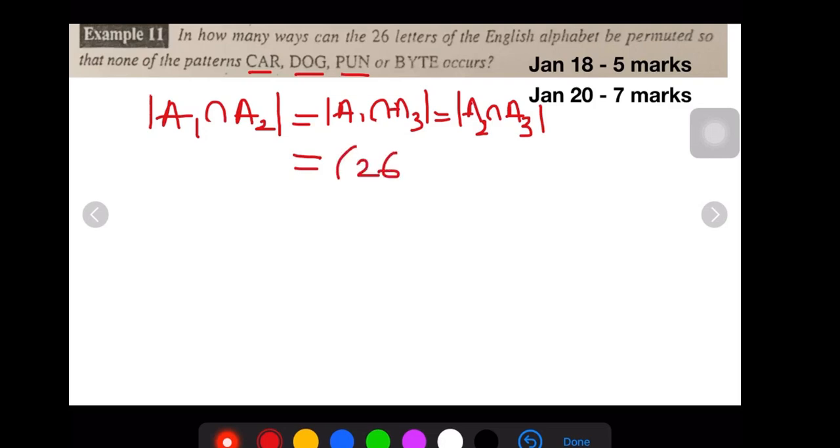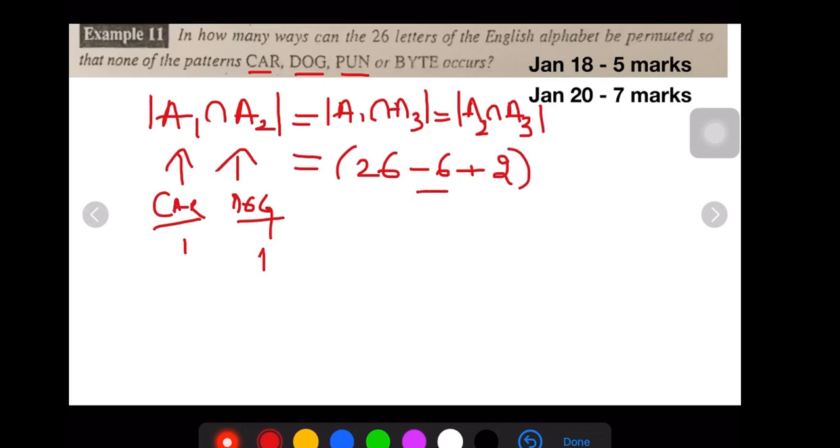Totally there are 26 characters. In that I should remove some, because I am including two sets here. If I include these two, it becomes totally 6 characters. So remove those 6 characters. Then since I have to include both as single patterns, car and dog, this is one pattern, this is another pattern, it becomes plus 2. You are removing and adding, the principle of inclusion and exclusion. So it becomes 22.